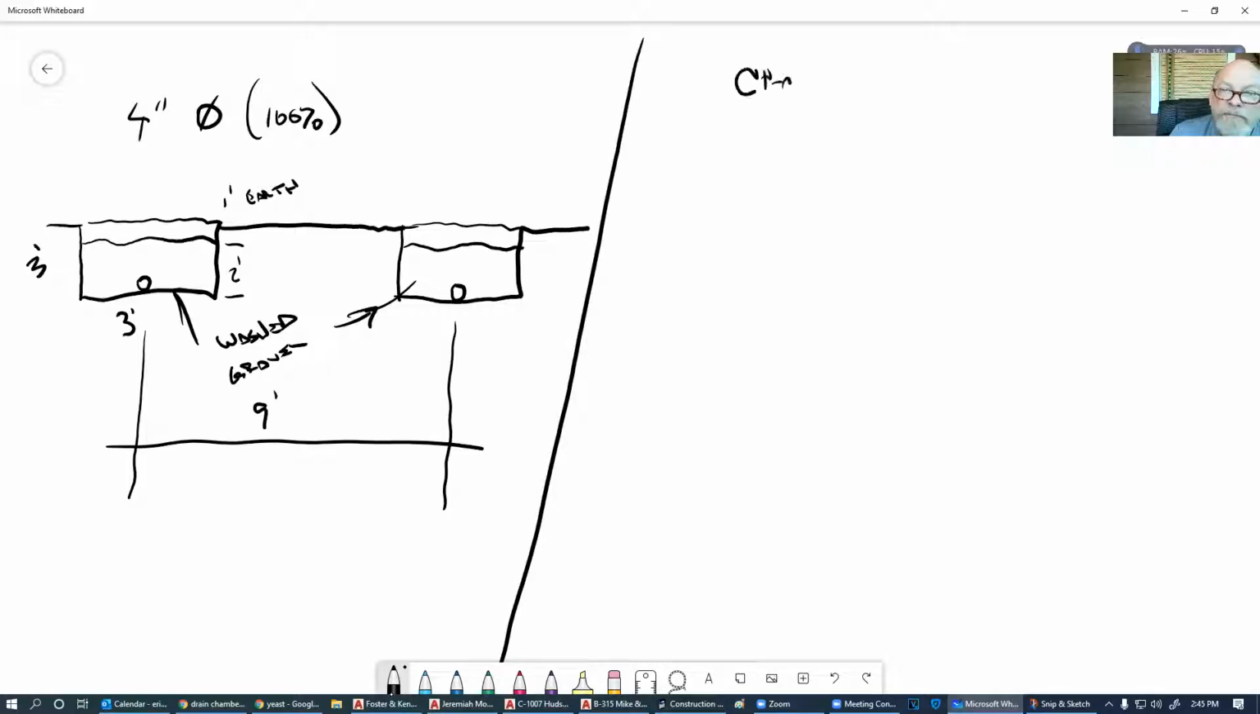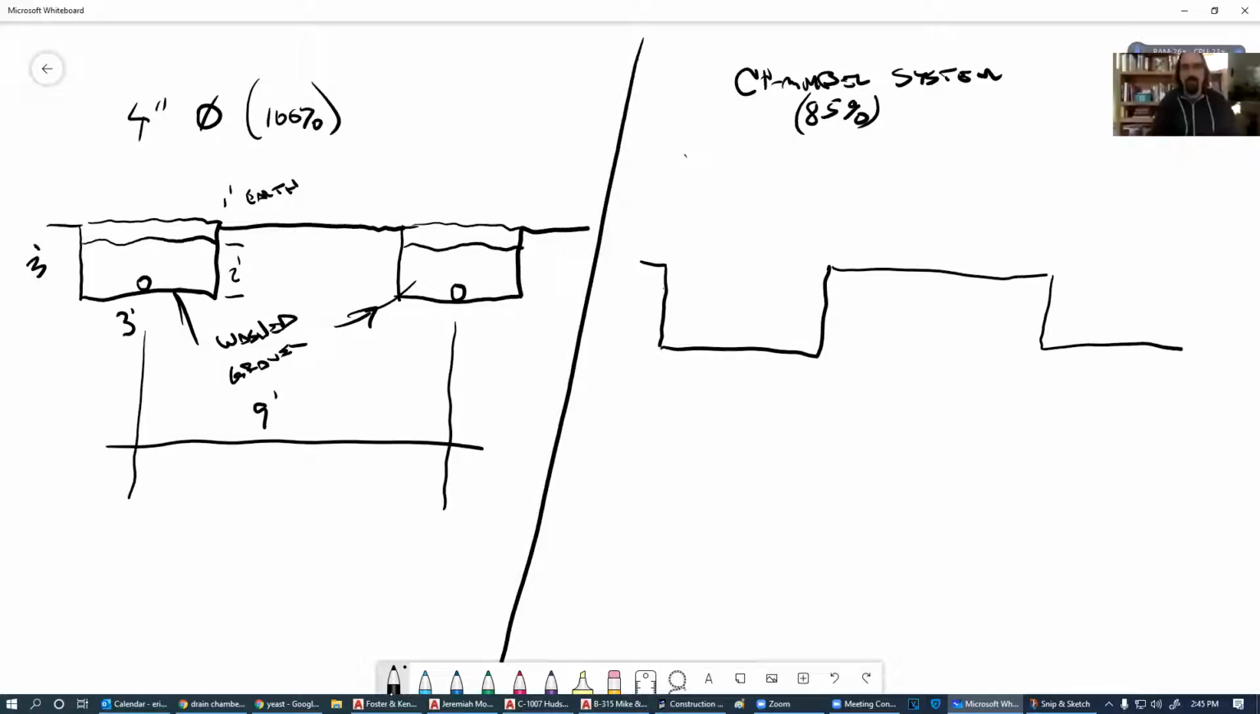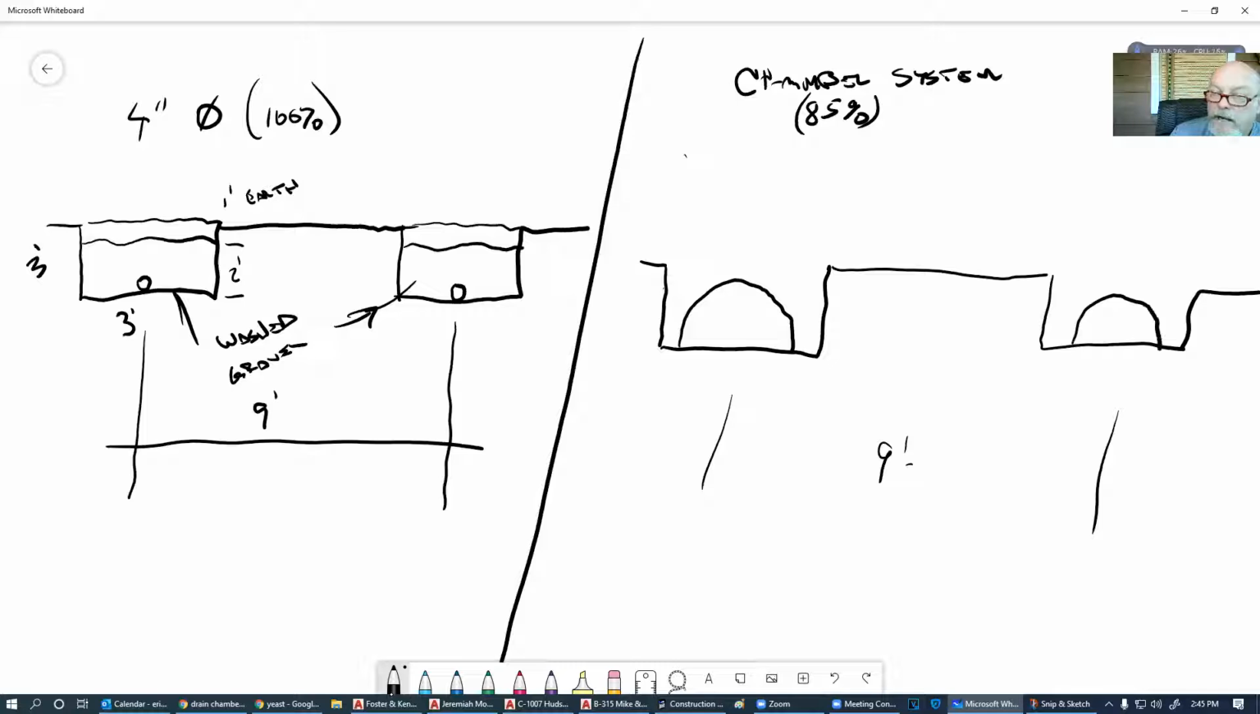Chamber system, or an 85% system. We're going to dig a hole, 3 by 3, 9 feet apart, center to center. We're going to drop this chamber in here, and we're going to fill it up with dirt. End of story.